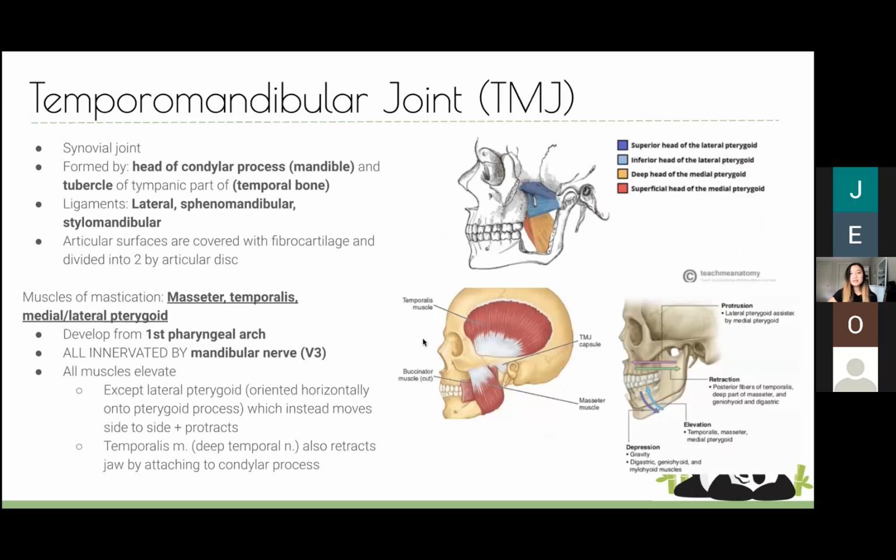So the TMJ, it's a synovial joint. It's formed by, as we mentioned before, the head of the condylar process of your mandible and the tubercle of the tympanic part of your temporal bone. You've got a couple ligaments, lateral, sphenomandibular, stylomandibular, not too important. And it's covered with fibrocartilage and divided into two by an articular disc in between. So it's not just like articular cartilage to articular cartilage.